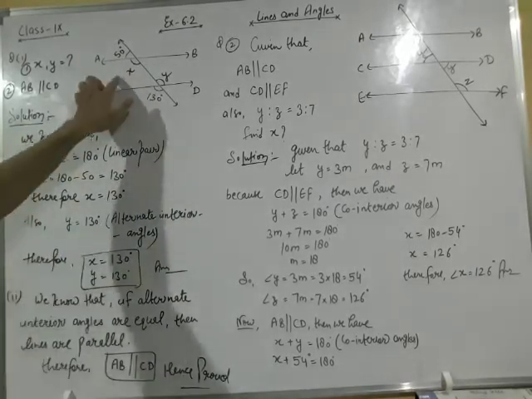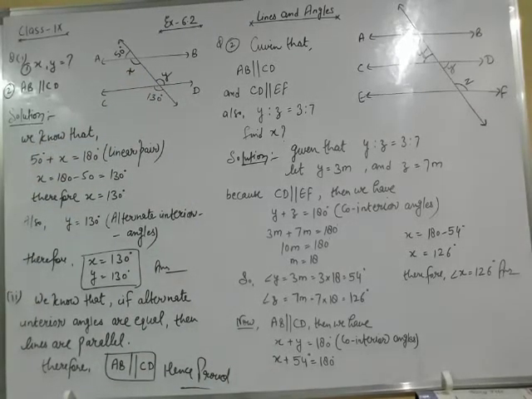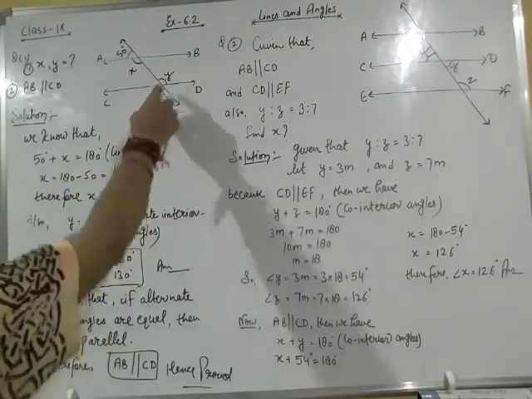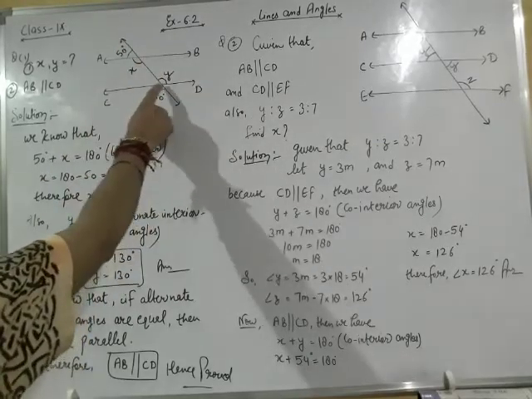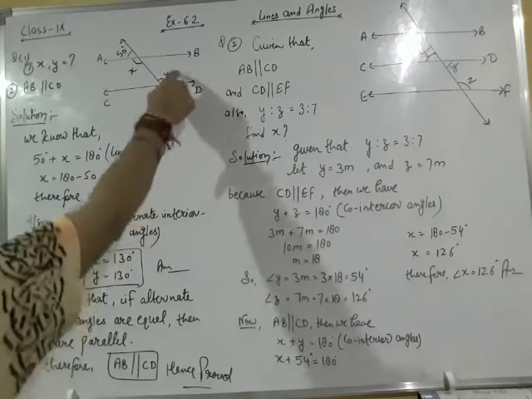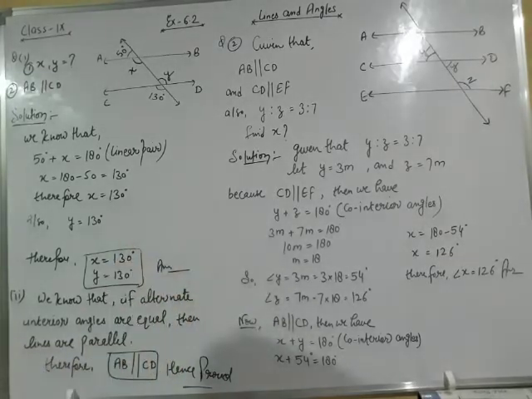Now angle X and angle Y, these are alternate interior angles. And one more thing we will do, because so far we don't know that AB is parallel to CD. So first we will find out the value of Y. These two lines intersect each other at this point, so therefore Y will be equal to 130 degrees. Why? Because they are vertically opposite angles. Here you have to write vertically opposite angles.